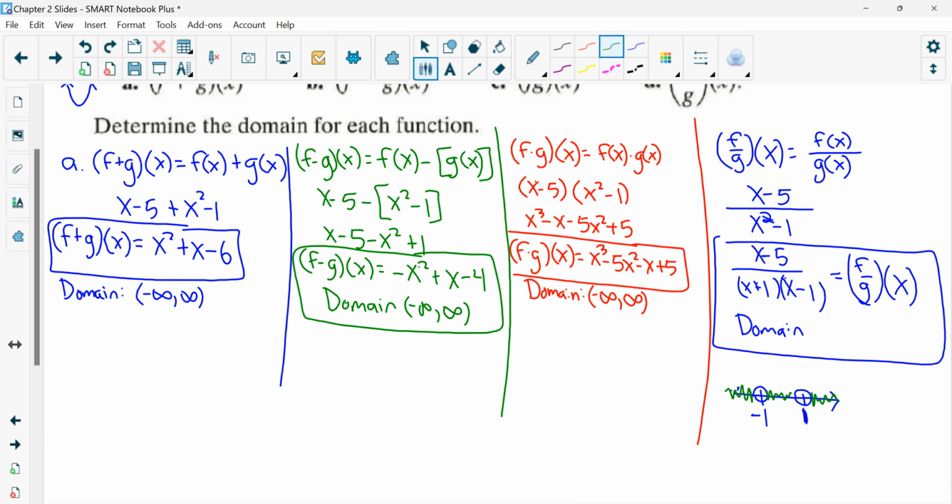Or radicals, yes, square roots. So we're going from negative infinity to -1, a parenthesis because it's an open dot. We put our union symbol, -1 to 1. Put our union symbol, and then 1 to infinity.